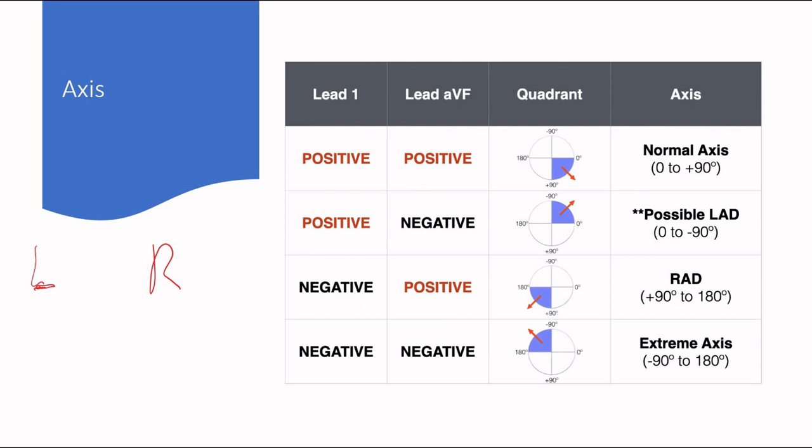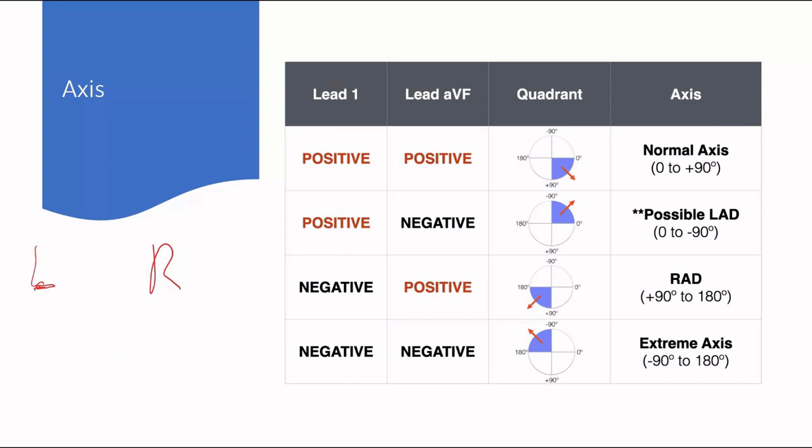So an easy way to remember this is the thumb method. Thumbs up are positive and thumbs down are negative. So we use both hands. Left thumb represents lead 1, and right thumb represents lead AVF. So this is left and this is right. The determination of whether these are positive or negative depends on the QRS. If QRS is positive and pointing up, then it's positive. If QRS is pointing down, then that's negative.